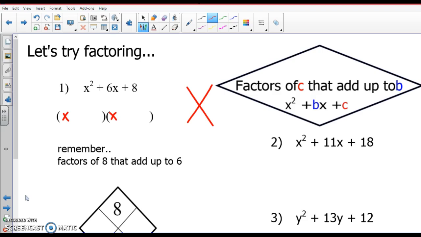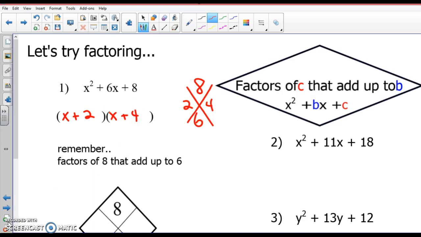Now, let's review FOIL. Don't my factors have to add to the middle and multiply to this? So watch what I'm going to do. They have to multiply to 8 and add to 6. What are my factors that multiply to 8 that add to 6? X plus 2 and x plus 4, done.